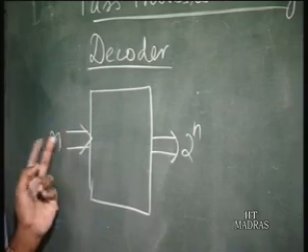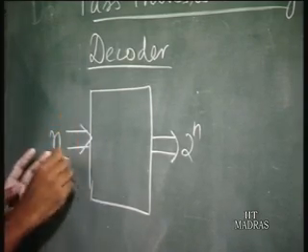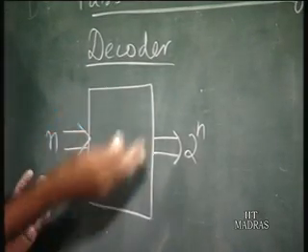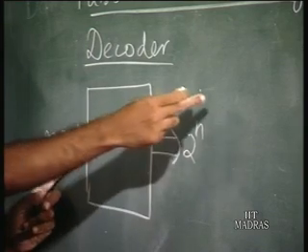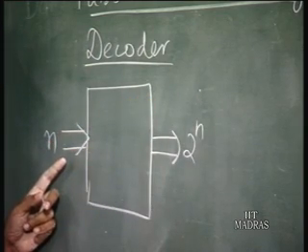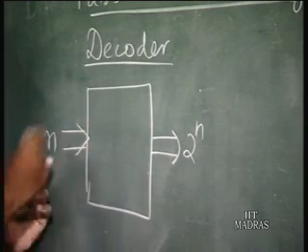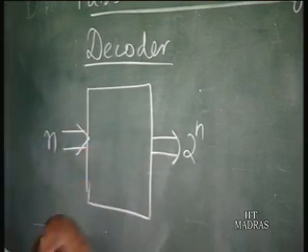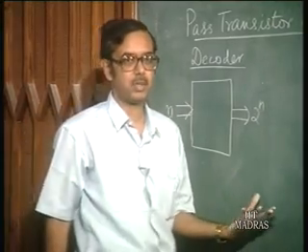So, just take the simplest case of 2 inputs and 4 outputs. For 0, 0, one line is going to go high, all the other output lines are going to be low. For 0, 1, another line is going to go high, like that. So how do you realize that using pass transistors?